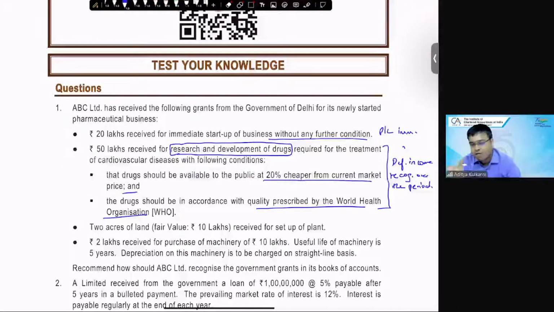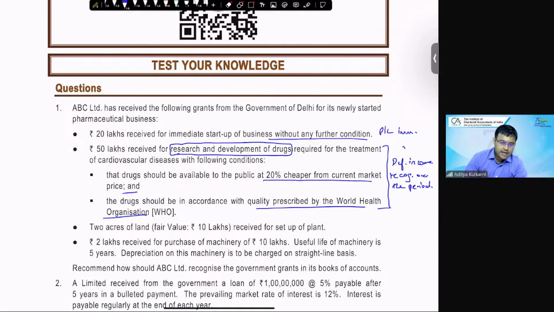But if any of you has this alternative thought, that R&D is there so an intangible asset will be created, then at that point of time also you are going to recognize it as a research and development asset, and this will then be an asset linked grant. Is it okay? Yes, sir.